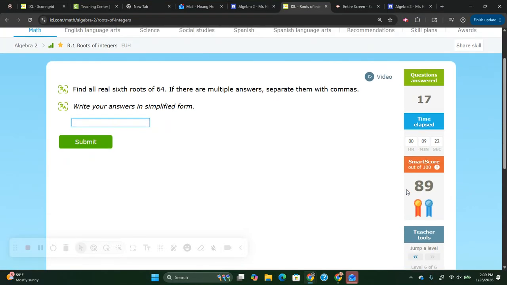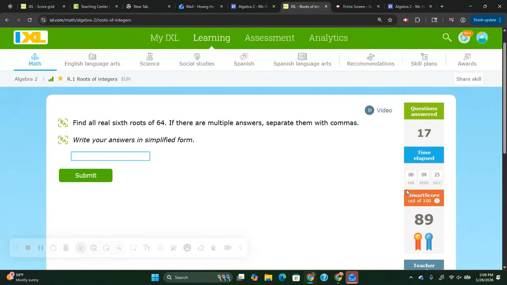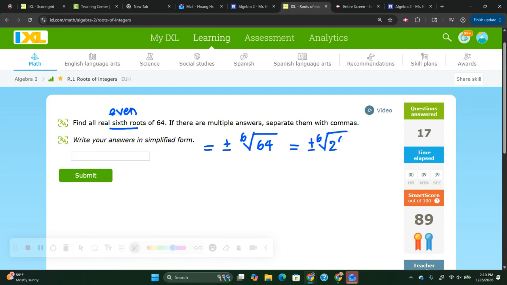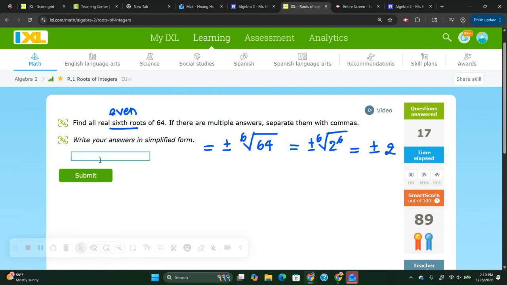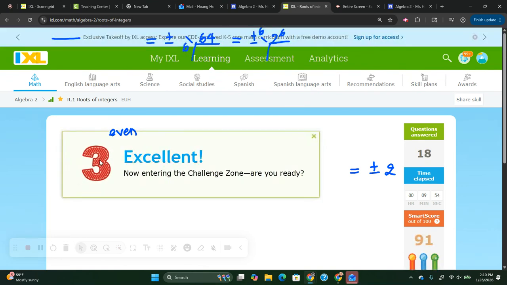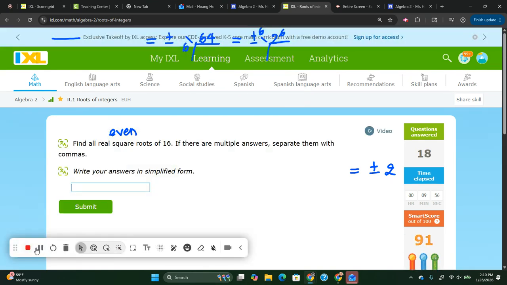This is the last level already, so we can do one last one. Again, this is a 6th root, which is even, so you get 2 solutions, plus and minus. 6th root of 64. 64 is 2 to the power 6, so plus minus 2. In your answer box, you can put either number first. I can put negative 2 first, comma, and then 2. All right, submit. Voila. All right, thank you.